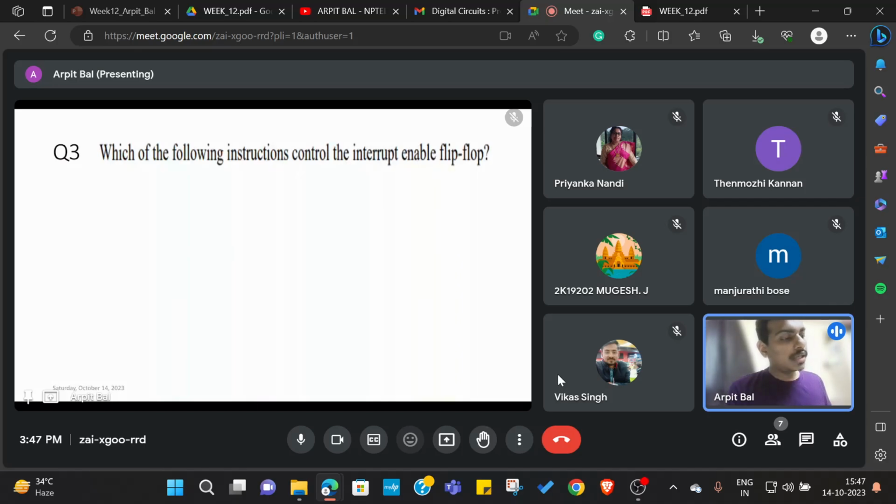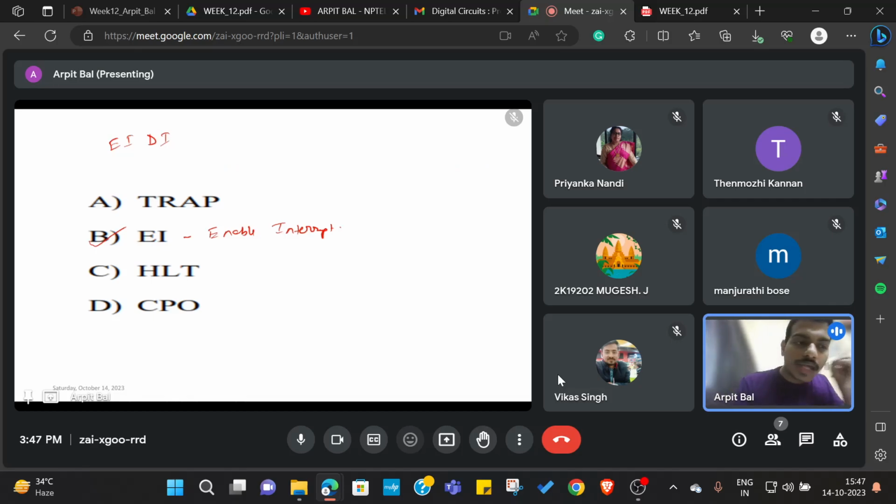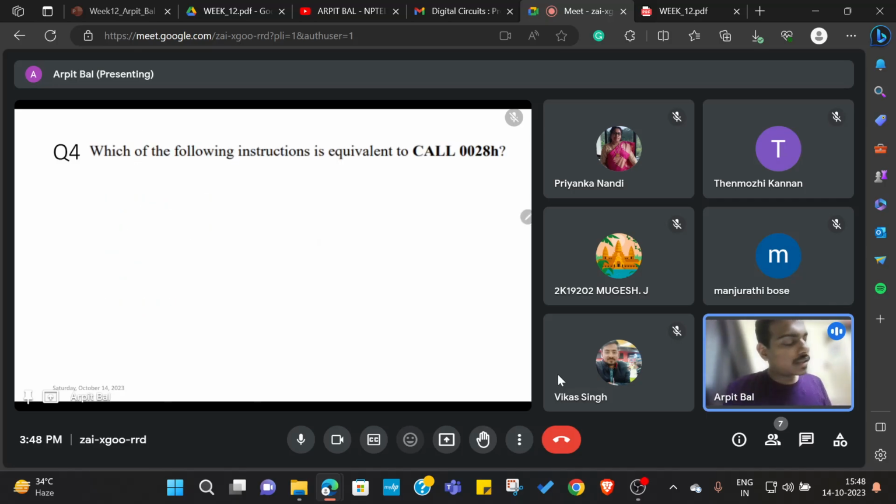The next question was, which of the following instructions control the interrupt enable flip-flop? We have a flip-flop available in the 8085 microprocessor, and the interrupt enable flip-flop is controlled using two instructions, EI and DI: enable interrupt and disable interrupt.